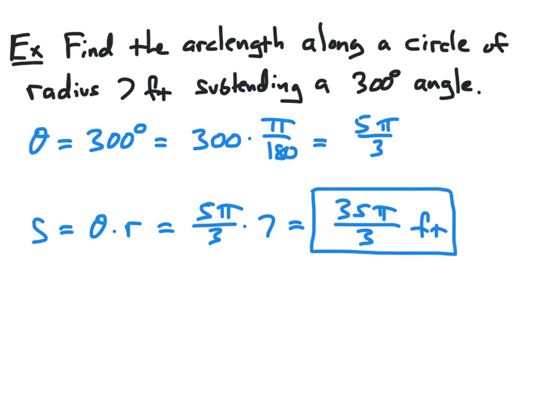If we used 300 in this formula, notice that we would have ended up with 2,100 feet. And this is very different. 35 pi over 3 is going to be roughly a little bit more than 30 feet if we computed an approximate value of that. So a very different value than we would have obtained if we used our angle in degrees. So this is the most important thing about this formula, is to remember that the angle must be in radians when this formula is used.